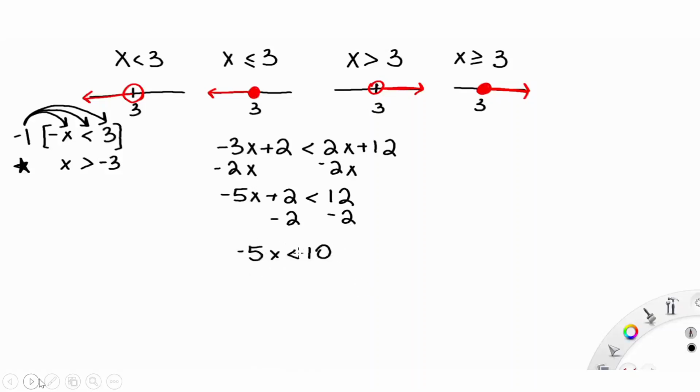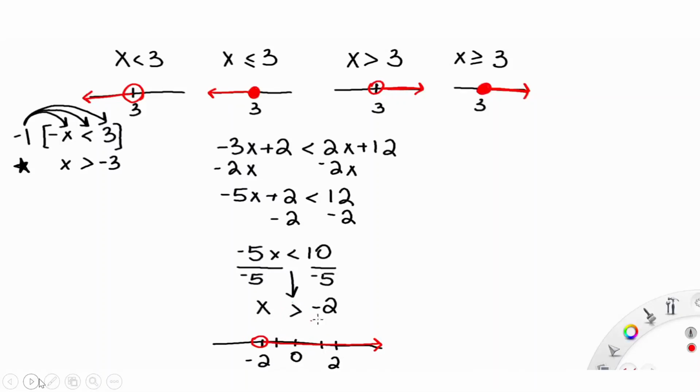Now, you'll see here that I'm going to divide by a negative number, right? So that means that the negative is also going to apply to the inequality side. So this becomes x is actually greater than 10 divided by -5, which is -2. So my graph is going to look like this. It is going to be all the numbers that are greater than -2, but not including -2, right? Because it is greater than -2, not greater than or equal to -2.